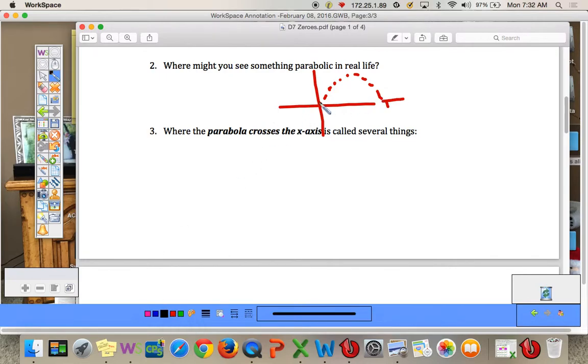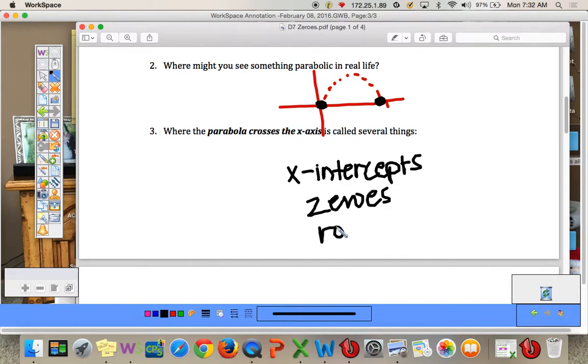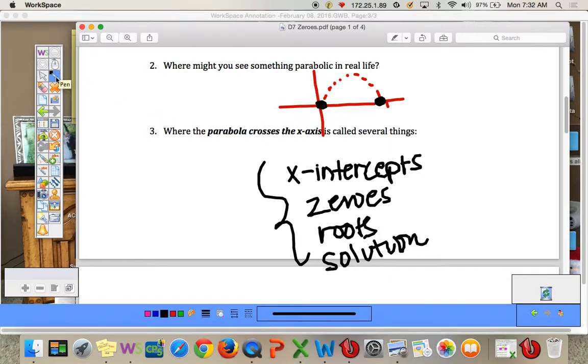And where the parabola crosses the x-axis, that's called several things. It's called the x-intercepts. It's called the zeros, because it's where y equals 0. It's called the roots, or you might see it as the solution. So you might see these terms interchangeably, and what they're asking for is, where does it cross the x-axis?